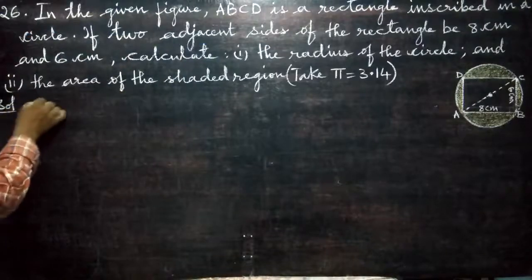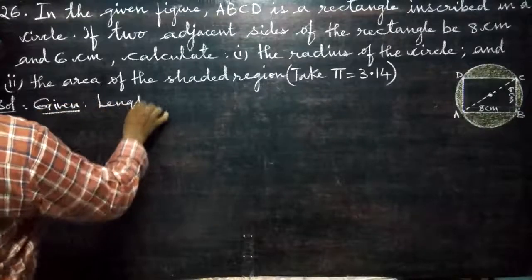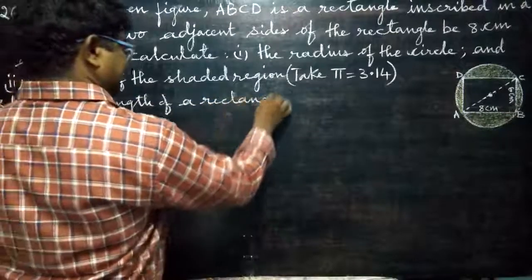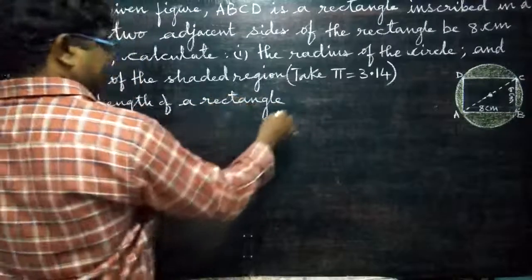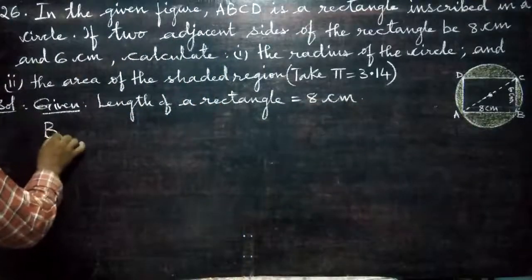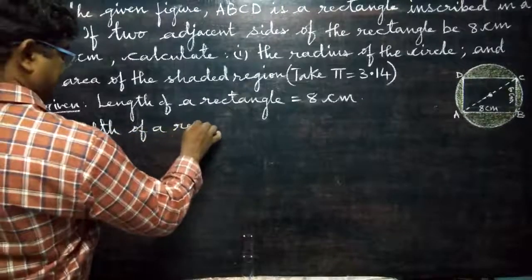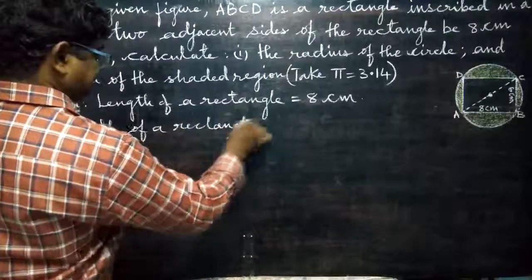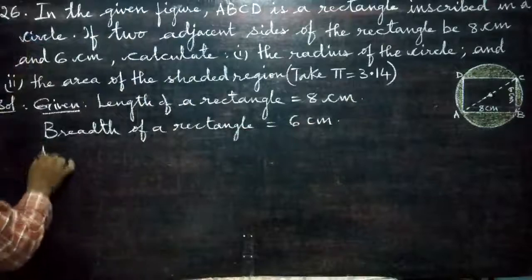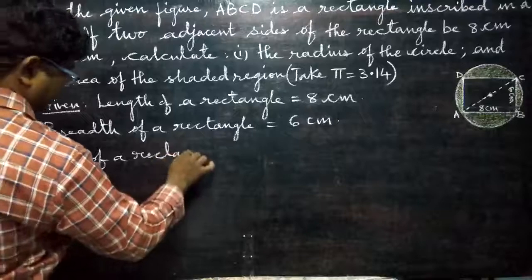Solution. Given: the length of the rectangle is 8 centimeters. Next, the breadth of the rectangle, how much have they given? 6 centimeters. Find the area. Area of a rectangle. What is the formula?